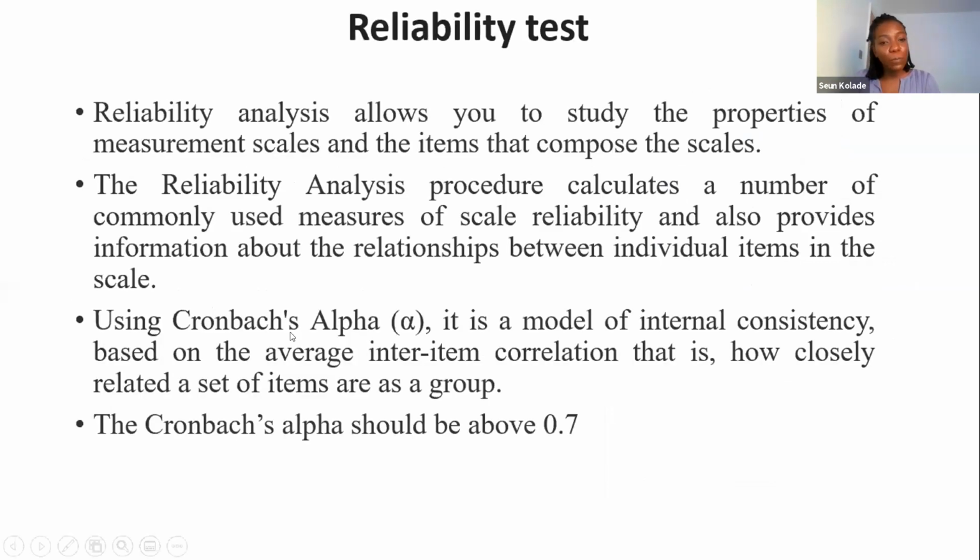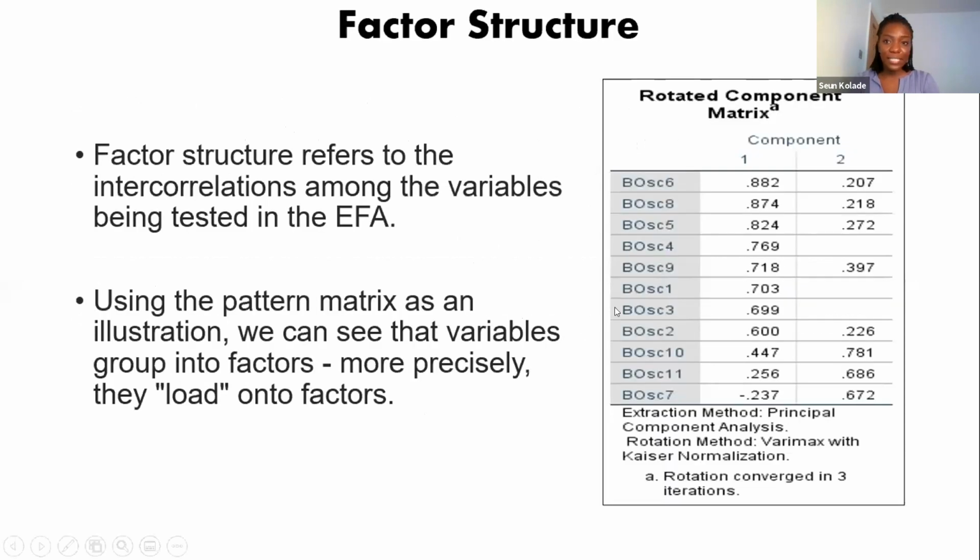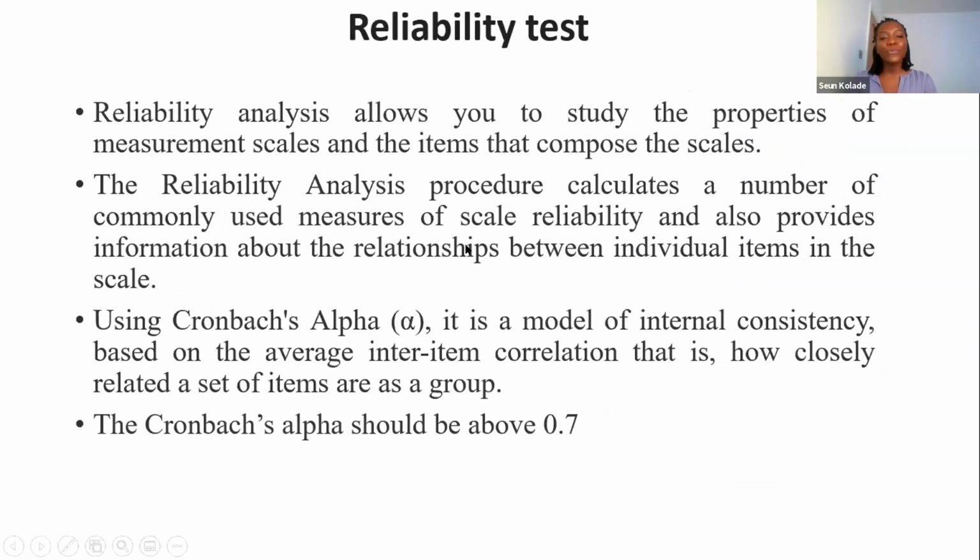Now, lastly, when you've come up with those components, when you find that your reliability test or your EFA test has shown you that you can have a new variable representing BOSC6 all the way to BOSC1, and you can also have a new variable that represents BOSC 10, 11, and 7, you're going to want to test that. You're going to want to know how reliable is that test that you have just run, to showcase that you can use those new variables that have been created. So it allows you to study the properties.